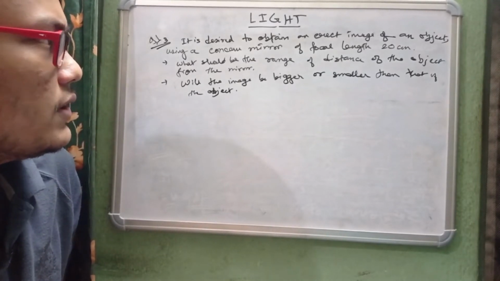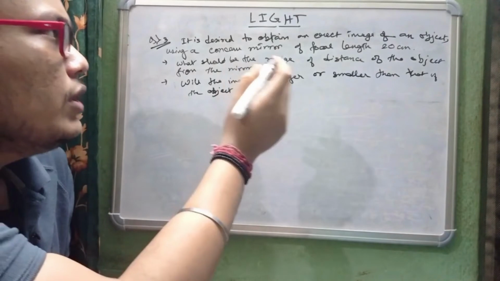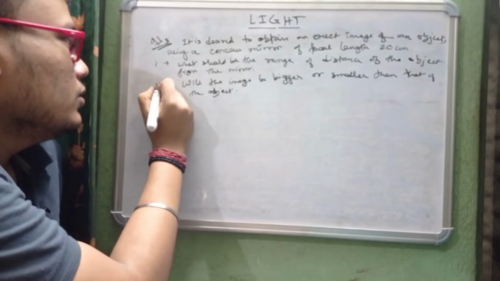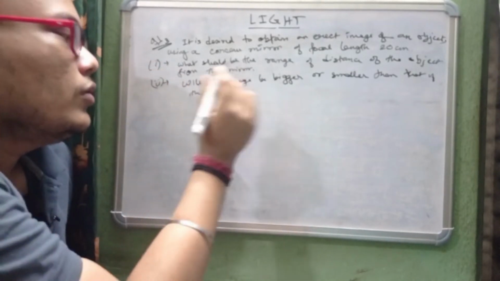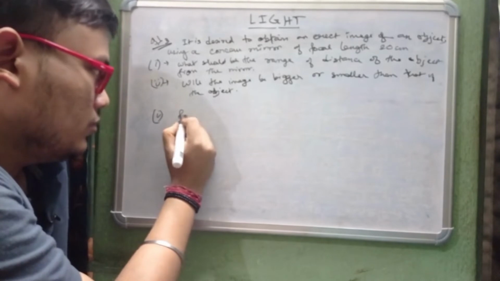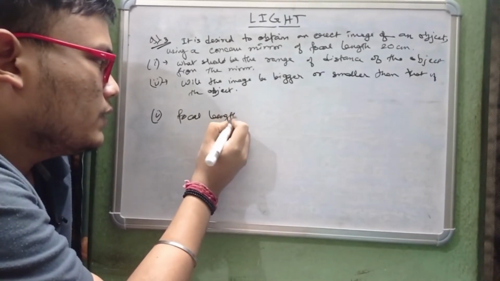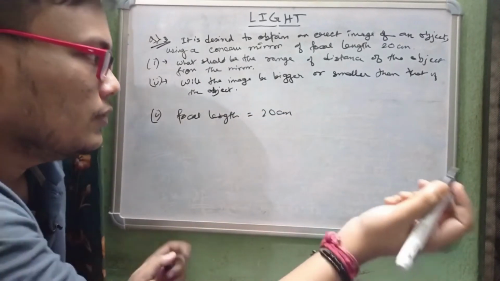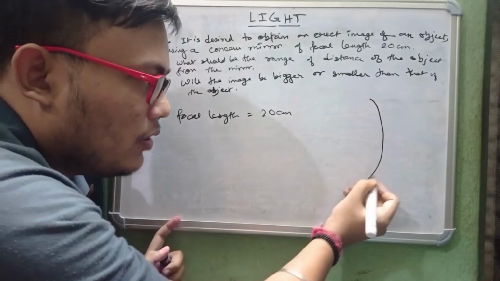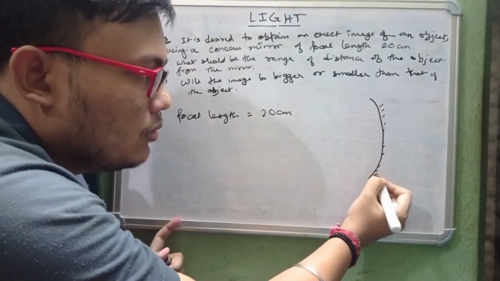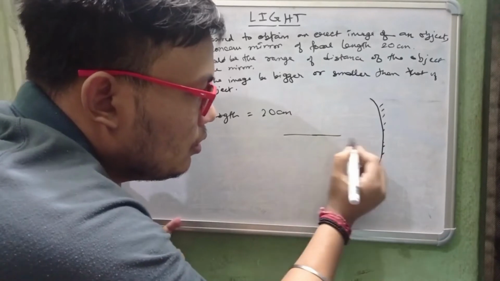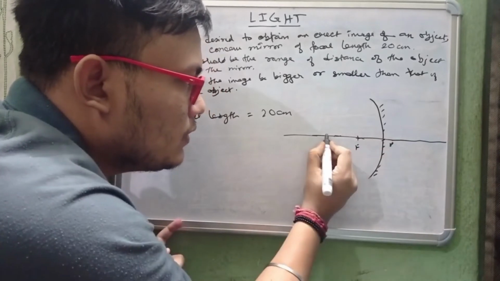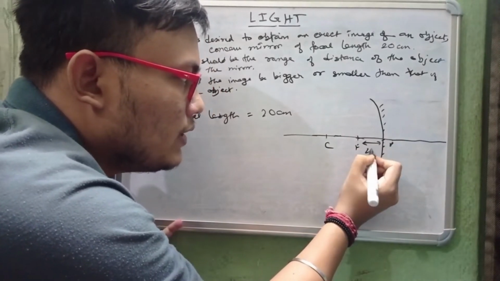What should be the range of distance of the object from the mirror, right? So we know that the focal length given is 20 centimeters, right? This is the first part. Let's draw a rough diagram for now. If this is pole, this is focus, this is center of curvature, so this one is 20 centimeters, right?